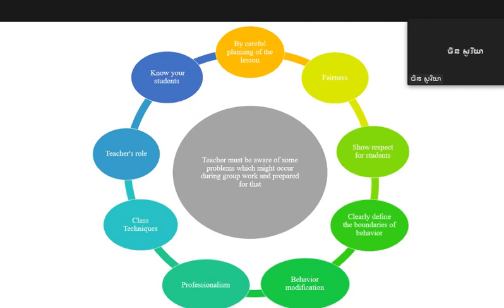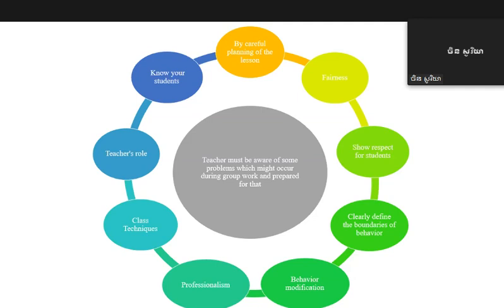Teacher's role. This is very important. When you know your role, you know what to do, so you know how to deal with things in the class. Sometimes the student needs a teacher who is friendly to them. So your role as a teacher is to be friendly, but not their friend. Okay.